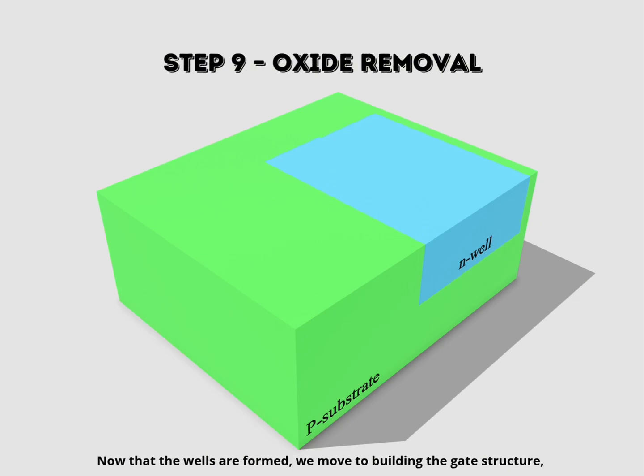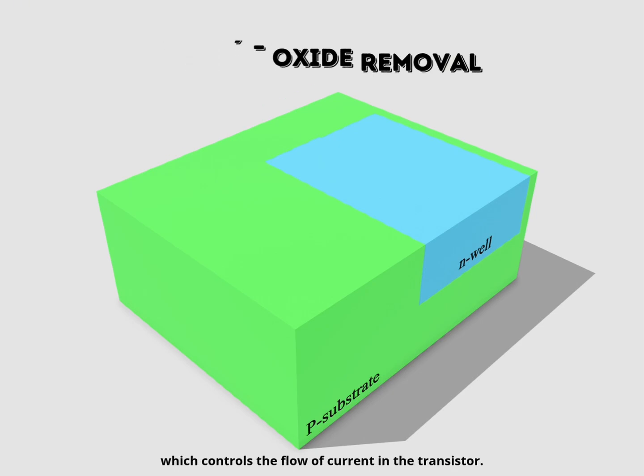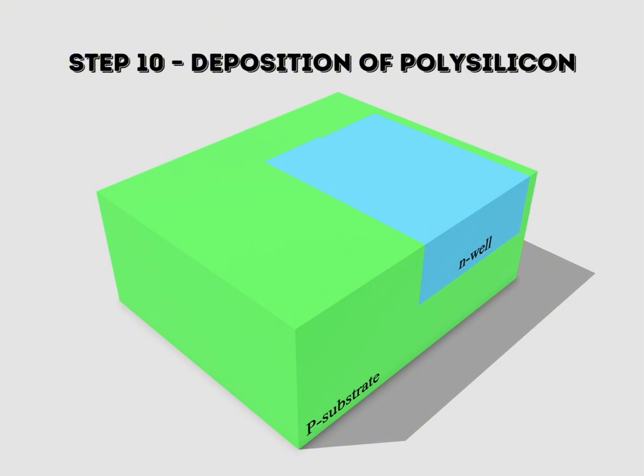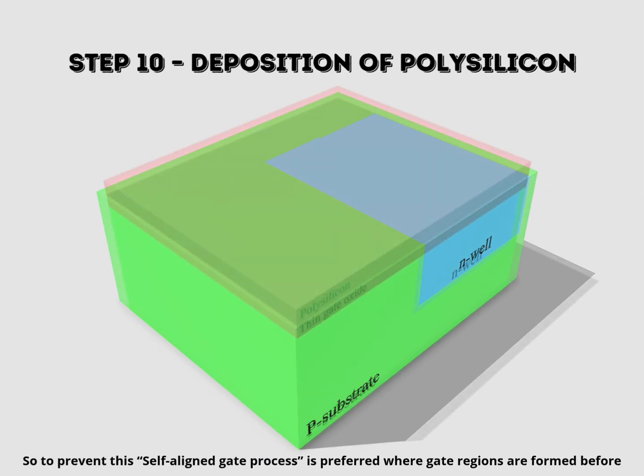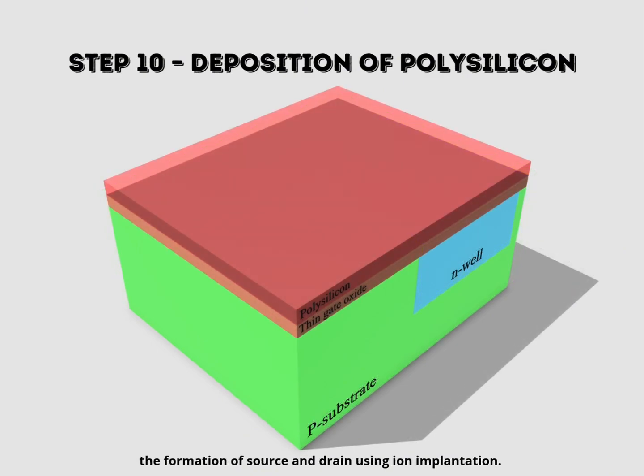Now that the wells are formed, we move to building the gate structure, which controls the flow of current in the transistor. Step 10. Deposition of polysilicon. The misalignment of the gate of a CMOS transistor would lead to unwanted capacitance which could harm the circuit. So to prevent this, a self-aligned gate process is preferred, where gate regions are formed before the formation of source and drain using ion implantation.